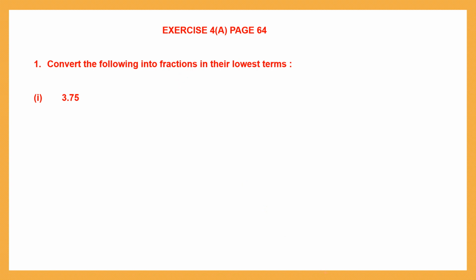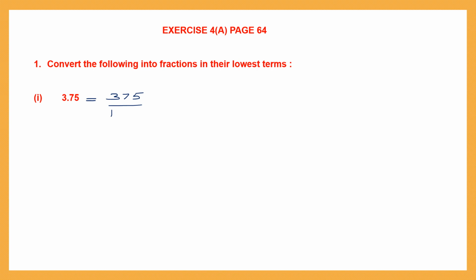Now how do we do it? So here what we do is we leave out the decimal point. We remove the decimal point. So now our number becomes 375. Now to make it a fraction, we should have a denominator. Decimal fractions have denominators 1 followed by zeros or 10 and a higher power of 10.